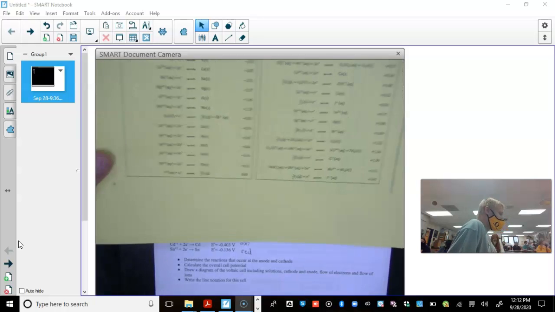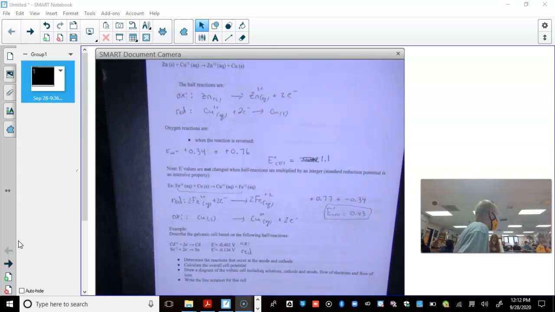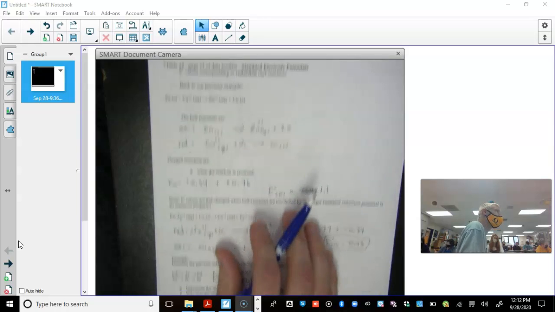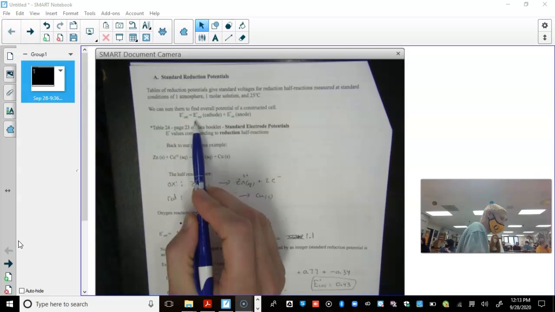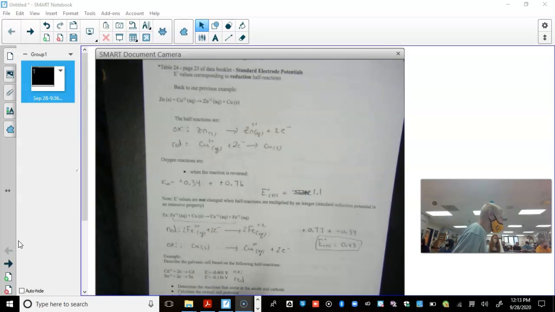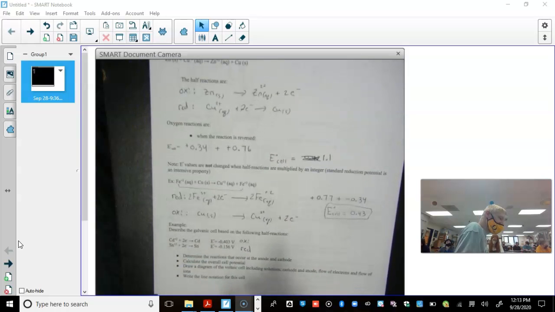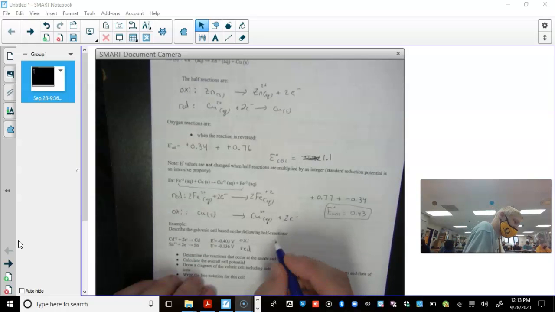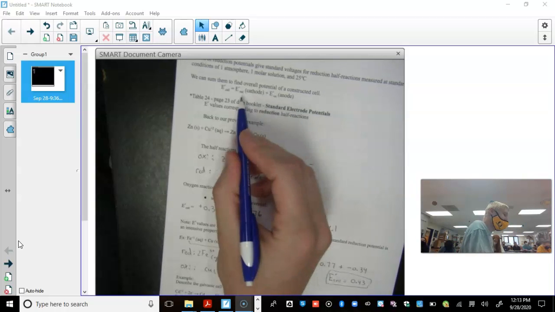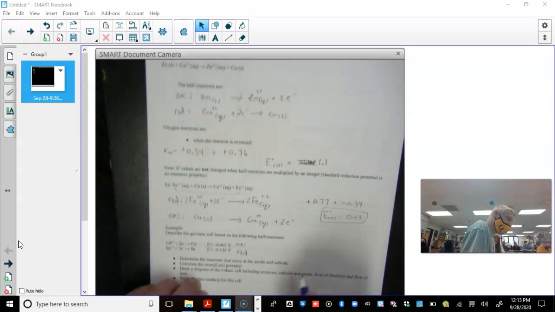So to find the potential difference, is it reduction minus oxidation or oxidation minus reduction? Reduction minus oxidation. All these things to remember. Oh my gosh. All right, so reduction minus oxidation.